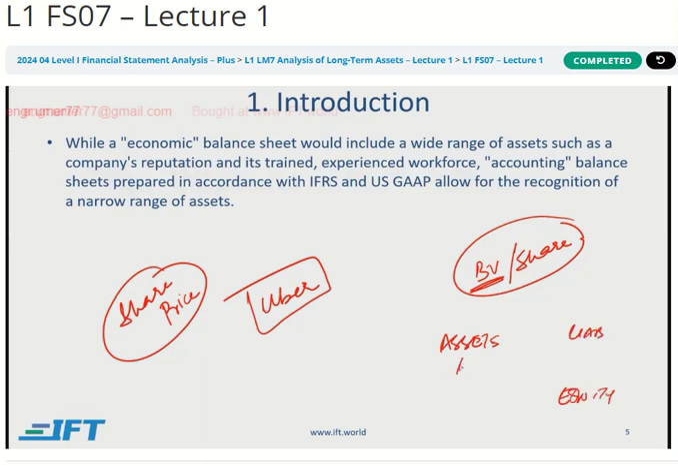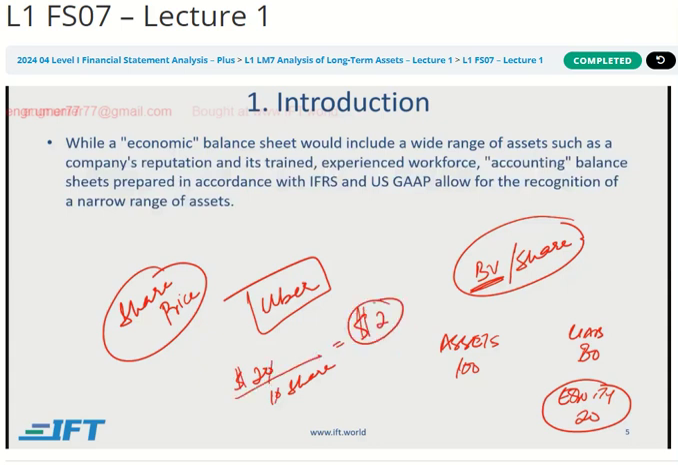And let's say assets are 100, liabilities are 80, equity is 20. So book value basically means assets minus liabilities is equal to equity. And if you have, let's say, 10 shares in this company, the value of equity of 20 divided by the number of shares will give you the book value per share, which is $2. And if the share price in the market, let's say, is $4, that means why is the market willing to pay more than the book value per share?